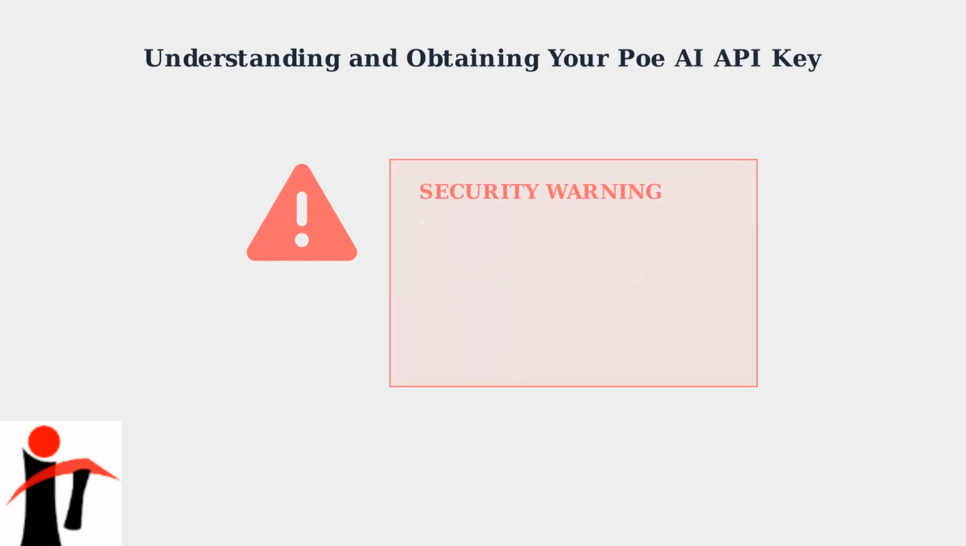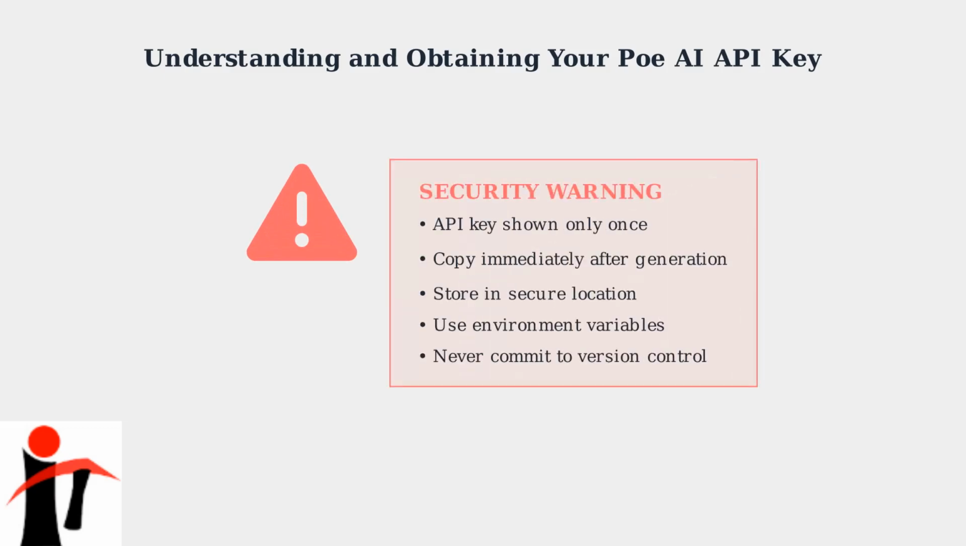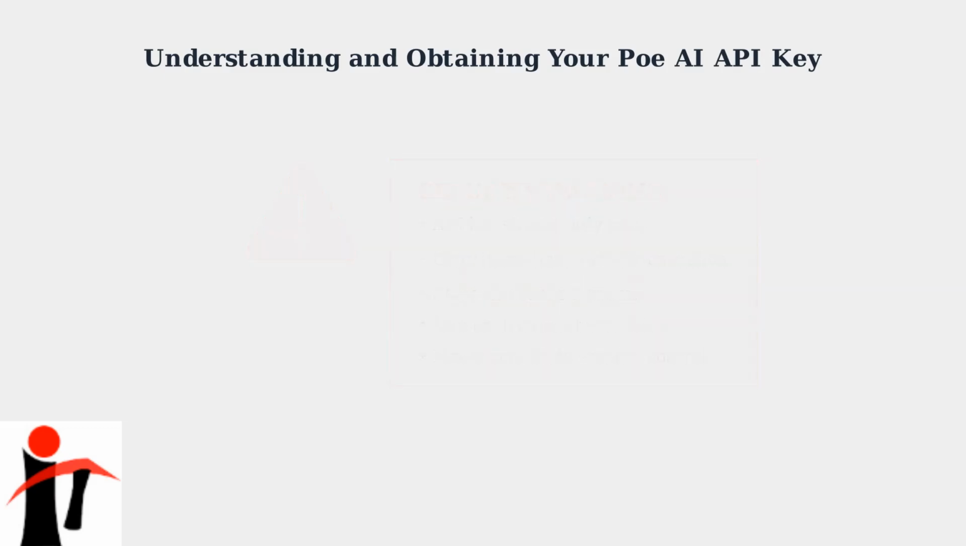Your API key will be displayed only once for security reasons. You must copy and store it immediately in a secure location. Consider using environment variables or a secure credential management system.